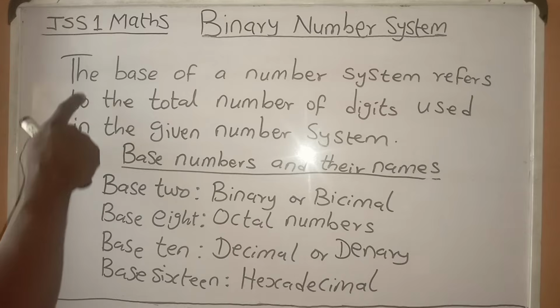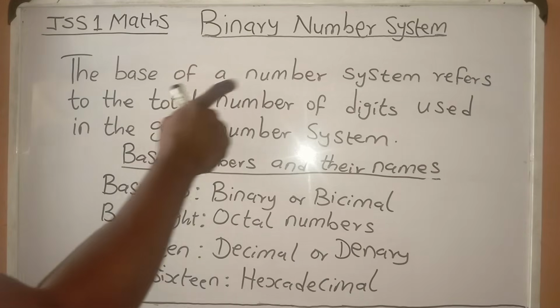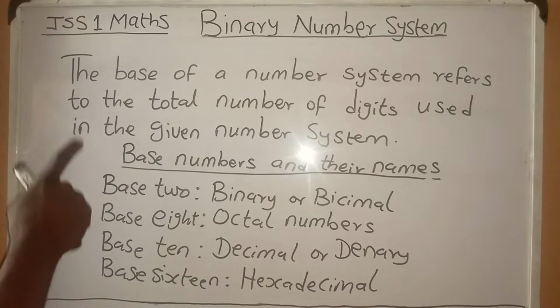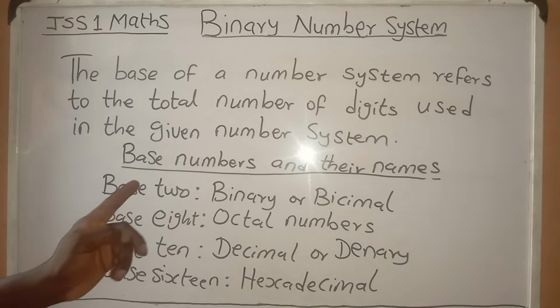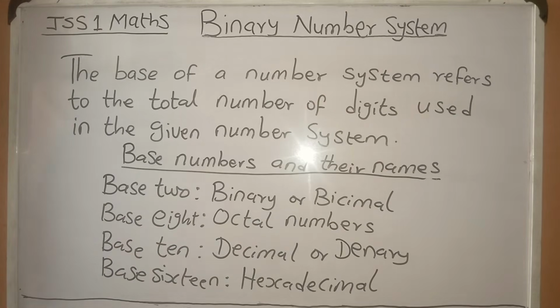Right, so I say that the base of a number system refers to the total number of digits used in the given number system. For example, base 2 contains 2 digits, base 3 contains 3 unique digits. So we shall be looking at some of those digits going forward. But first of all, let's look at the base numbers and their names.